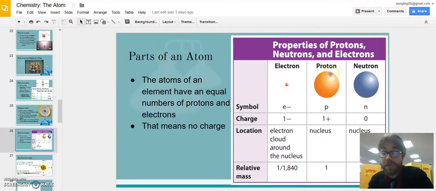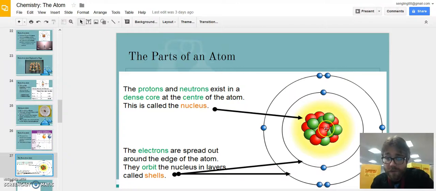Next up, we've got a proton. A proton is positive, and it weighs 1 AMU. If we go into our picture of an atom here, the proton is here in the middle. Protons are in the nucleus in the middle of an atom. Electrons are on the outside and negative. Protons are positive and on the inside.